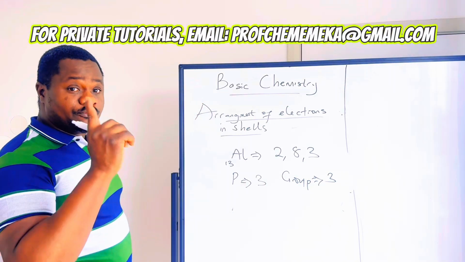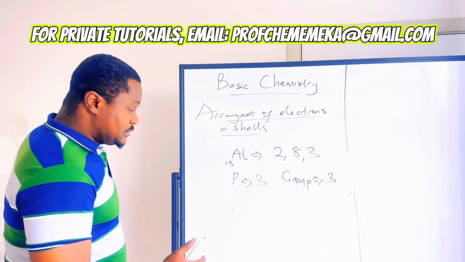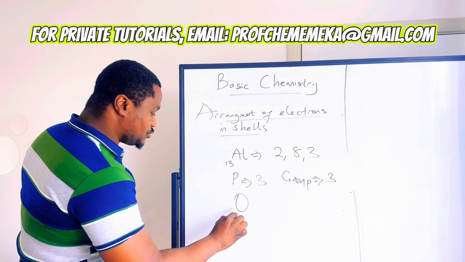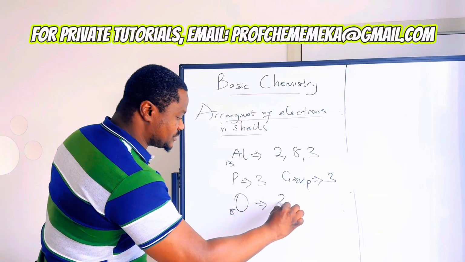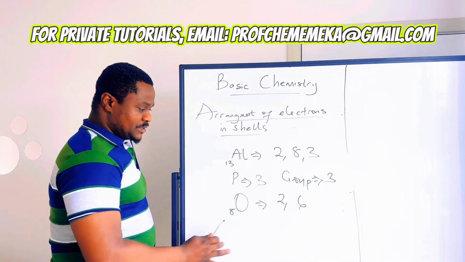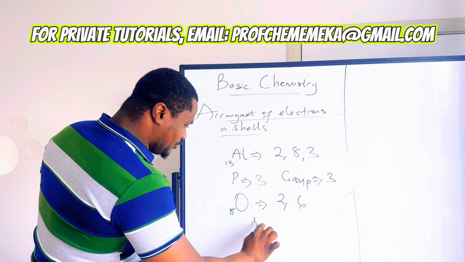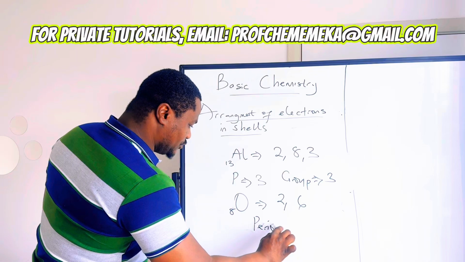Now, finally, let me give you one more element. You can do others by yourself and confirm this postulate. Let's say oxygen. Oxygen is what? 8, and oxygen is 2, 6. From our previous video, you already know how to do this. Now, the question is, what period does oxygen belong to in the periodic table?